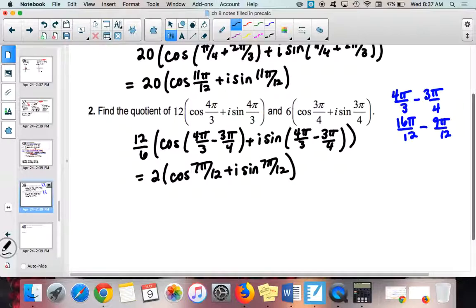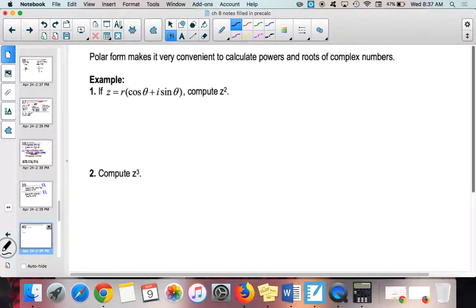So if I say trigonometric or polar form, it's this thing. Okay, so trigonometric or polar form means that. Polar form makes it very convenient to write powers and roots of complex numbers. So we're going to talk about powers today, and we'll talk about roots next time.